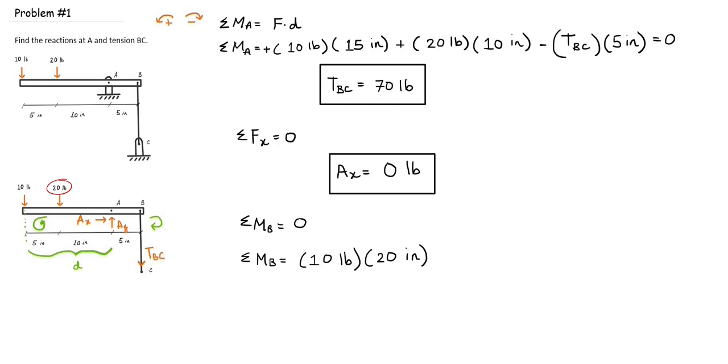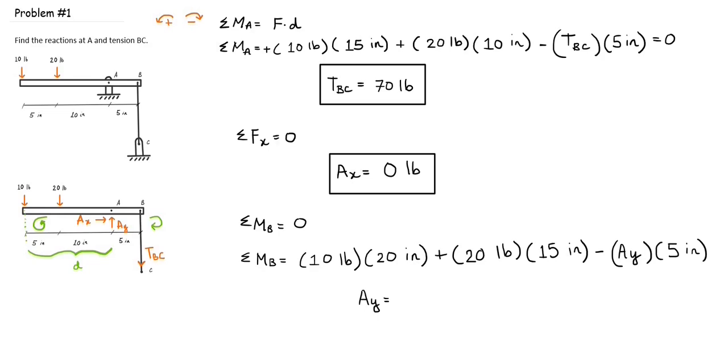Now for the 20-pound force. The perpendicular distance from the 20-pound force to point B is 15 inches. And finally, we would have a negative moment because AY is going in the opposite direction. And the perpendicular distance from AY to point B is 5 inches. So solving for AY, you get 100 pounds.